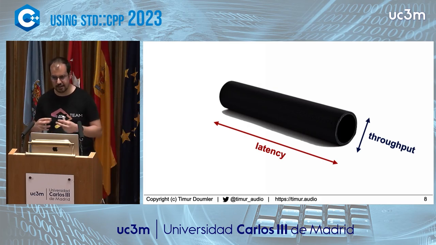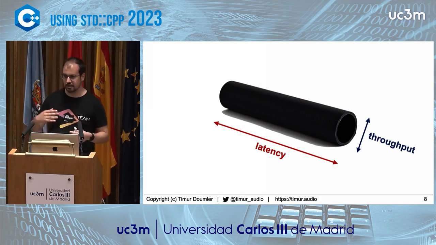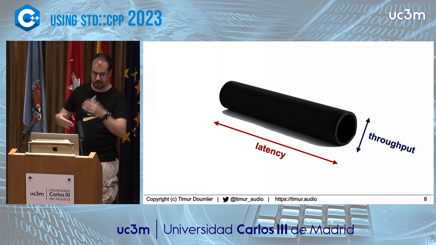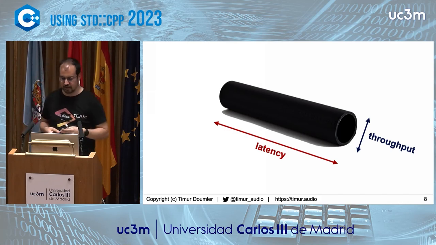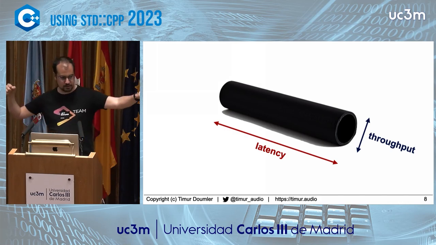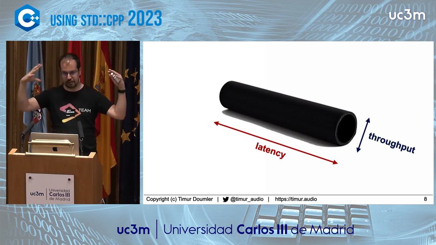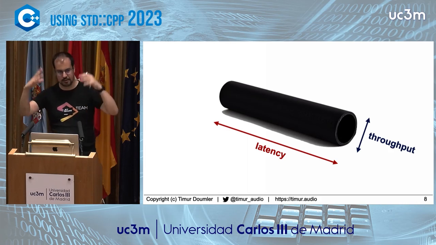If you visualize a program as a pipe where information is flowing through, then latency is the time it takes from when you ask the program a question until you get an answer. That's the length of the pipe: how long does it take for the water to come out the other end when you open the tap? And then throughput is the thickness of the pipe, how much information can flow through per second or whatever time unit.